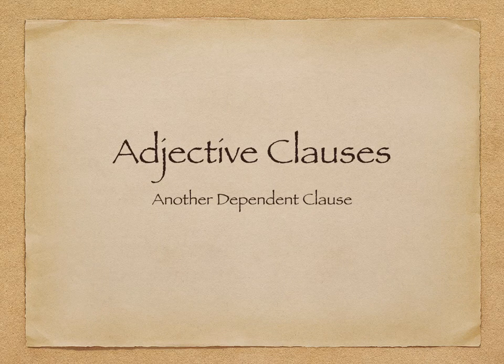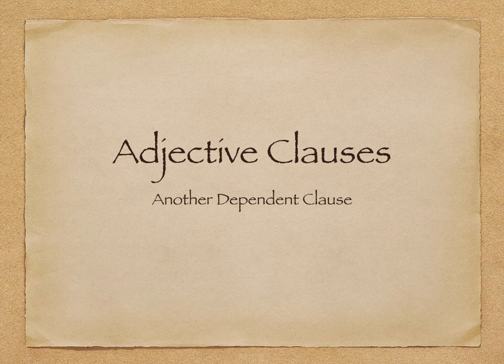So we have already discussed sentence structure and clauses. We talked about independent clauses and dependent clauses. The type of dependent clause that we talked about was adverb clauses. So now we're going to talk about a different type of dependent clause, adjective clauses.